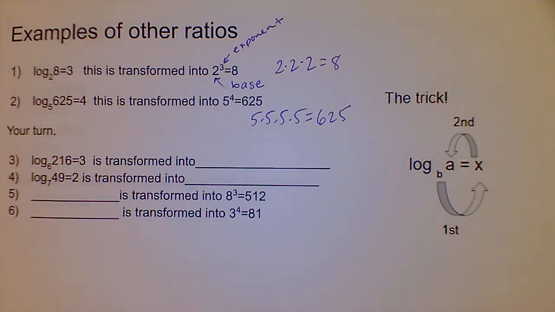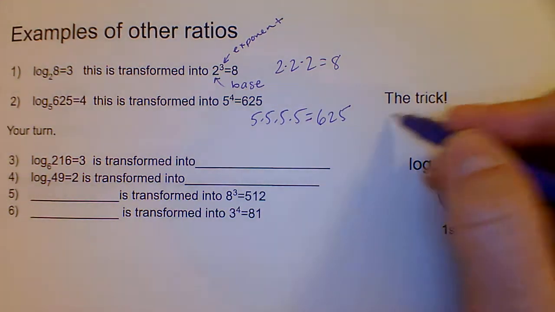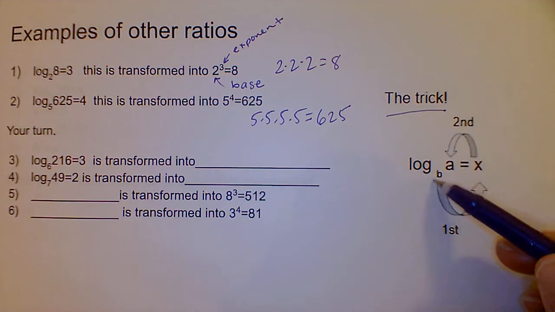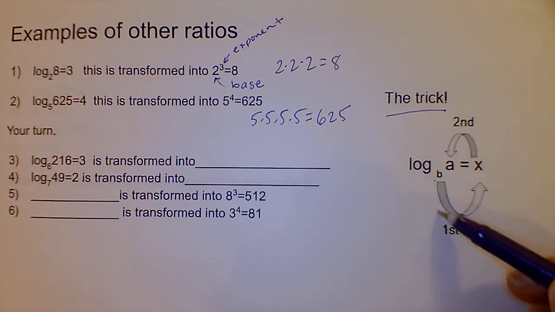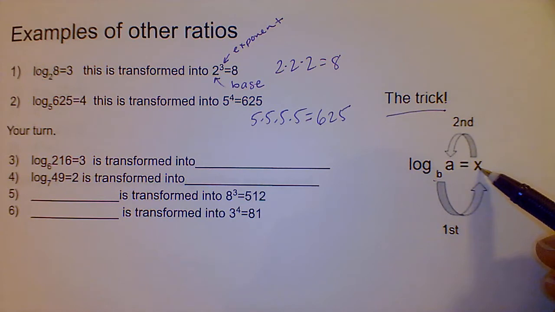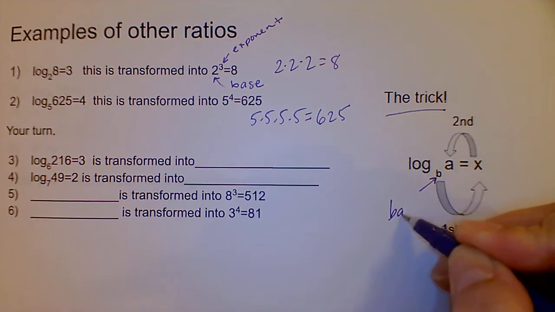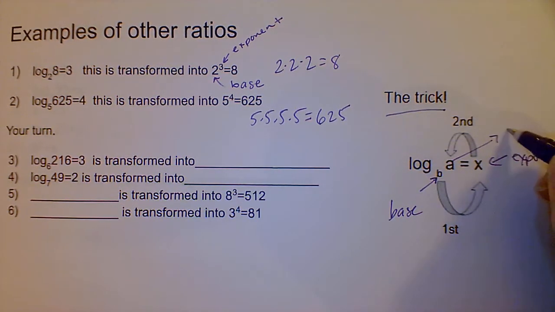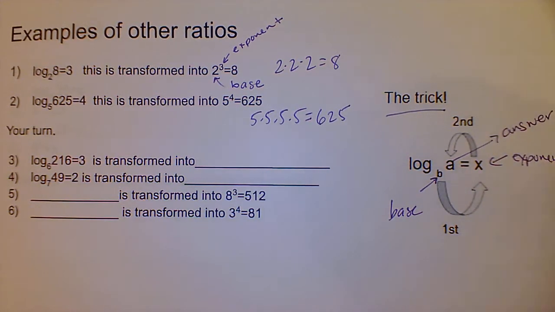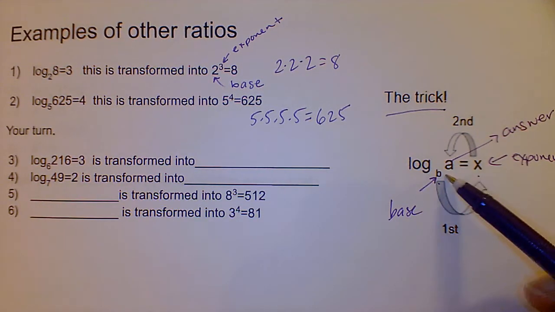All right, now it's our turn. Let's transform. Here is the trick, and I put the trick over here. The trick is b is your base, so that is going to be that bottom number. Then you're going to raise it to, this is going to be your exponent. So this is your base, and this is your exponent, and this is going to be your answer. So pretty nice. B for base, x for exponent, a for answer.